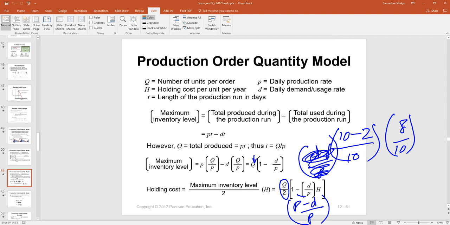So if you made these cookies for about 5 hours, the maximum inventory level reached times holding cost would give you your holding cost. Initially our formula would have been half of Q times H. Now we have to multiply this old formula by P minus D by P, which is nothing but the ratio of production minus depletion divided by the total production.